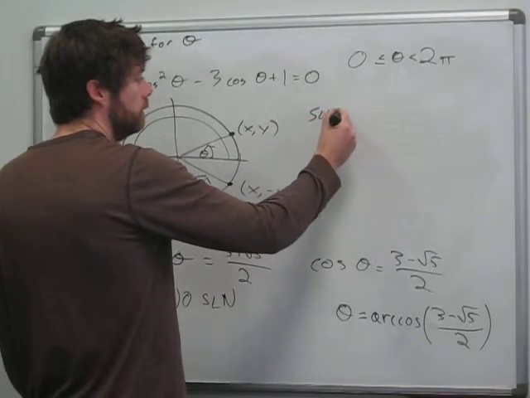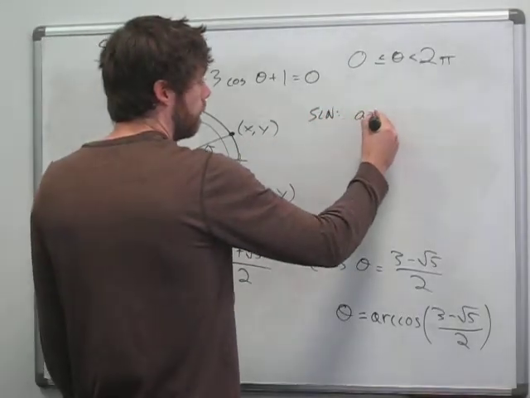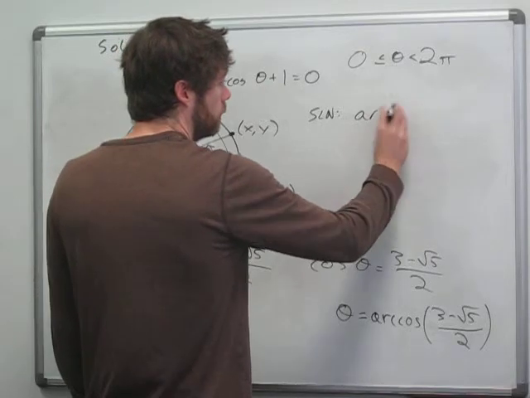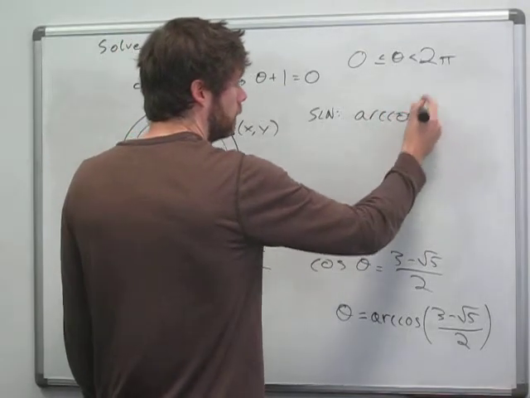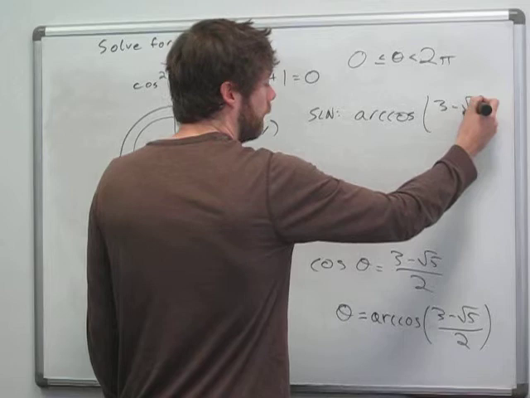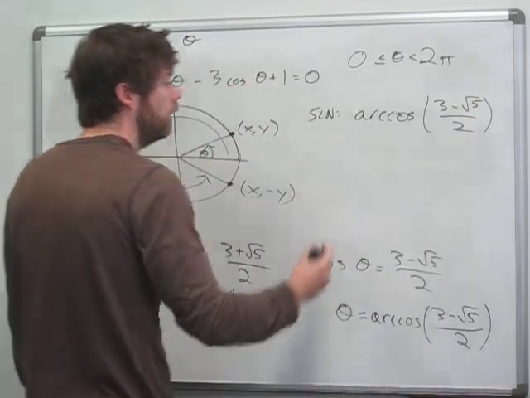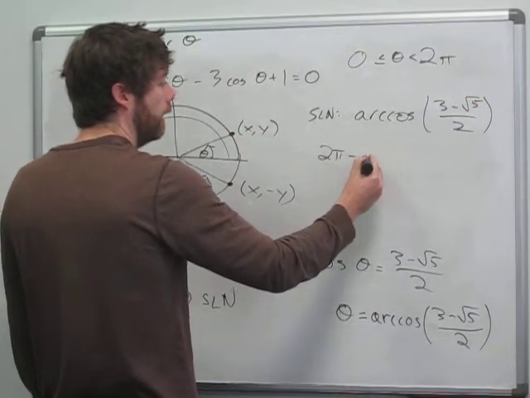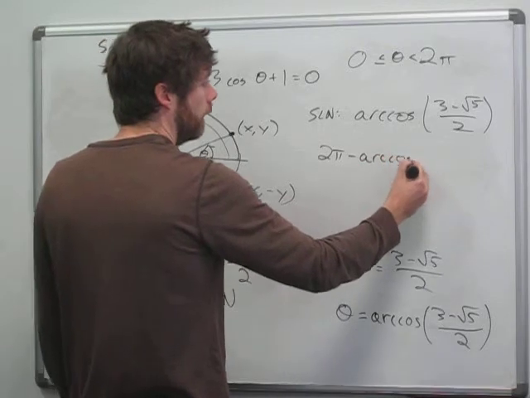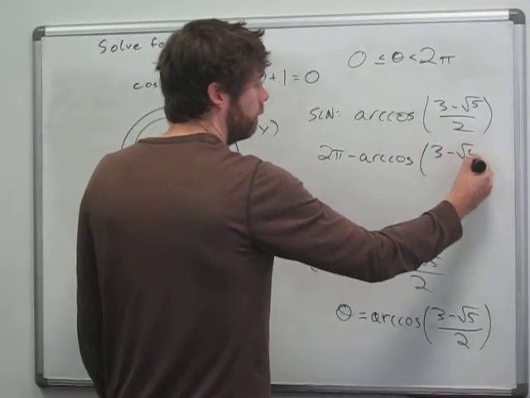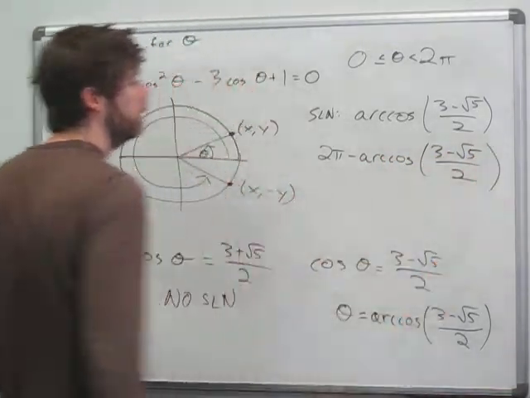So the solution: arc cosine of 3 minus radical 5 over 2, and also 2 pi minus arc cosine of 3 minus radical 5 over 2.